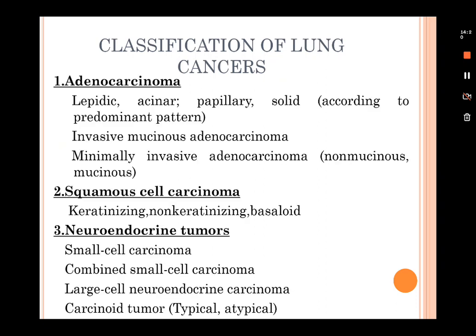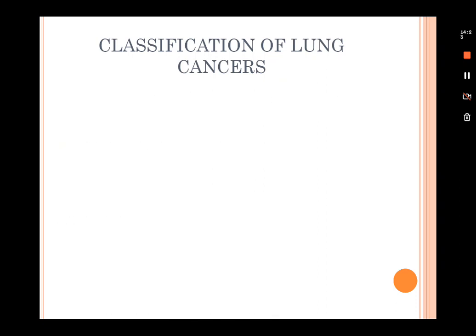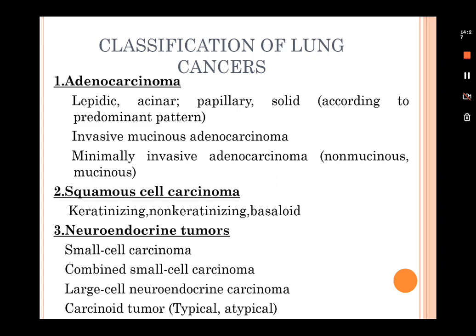Now classification of lung cancer. Overall we know that three main cancers are important: adenocarcinoma, squamous cell carcinoma and small cell carcinoma. Now if we were to go into detail, all of this PPT I've directly copied from Robbins, your new Robbins. I've typed it all and edited it from the older one. So adenocarcinoma can have lipidic type, acinar type, papillary type, solid type. So adenocarcinoma of the lung can have all these patterns.